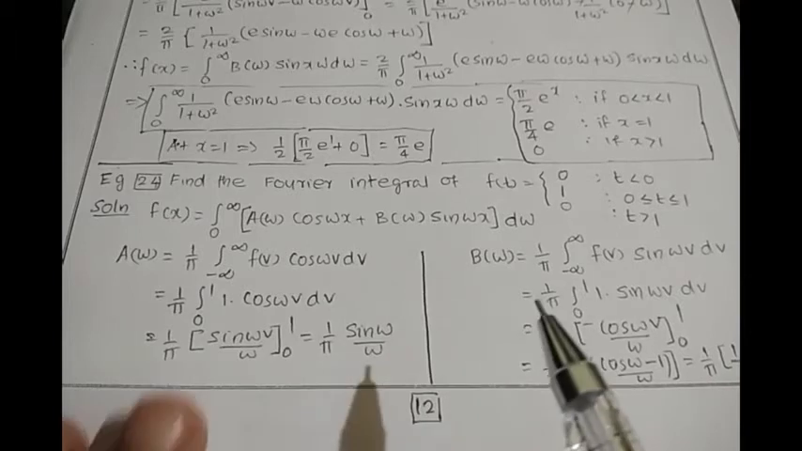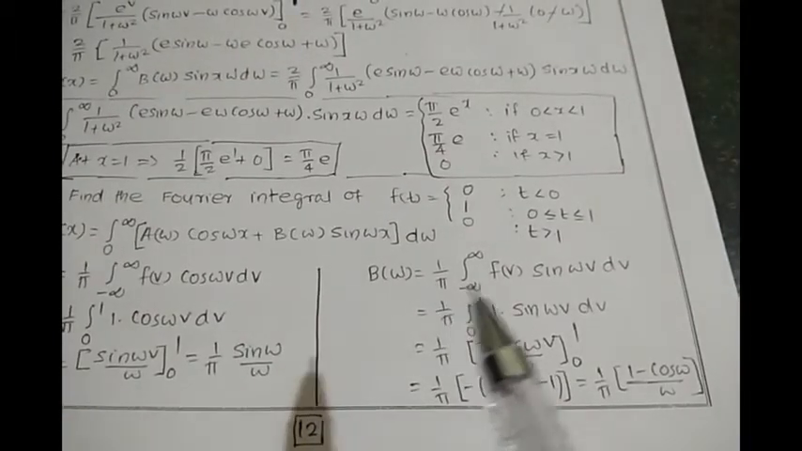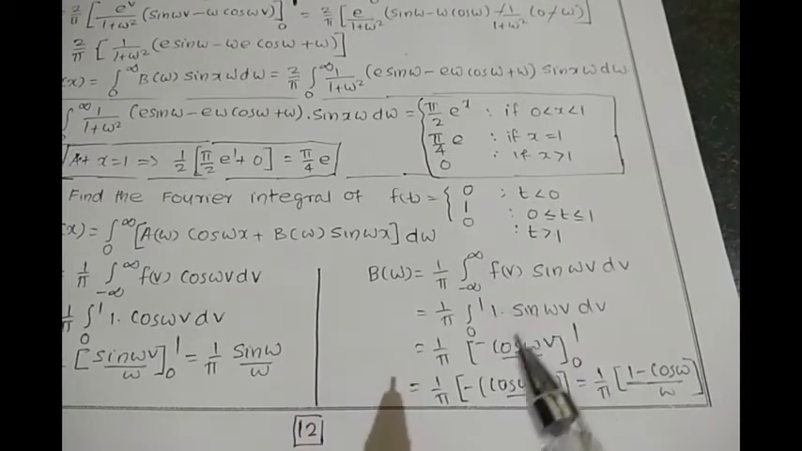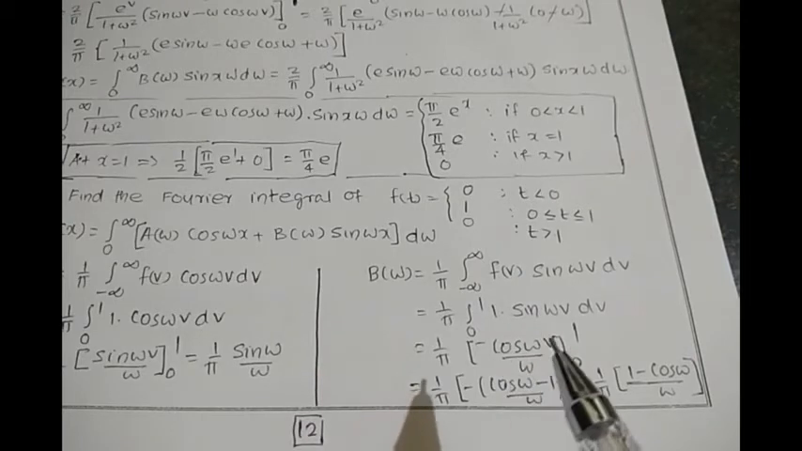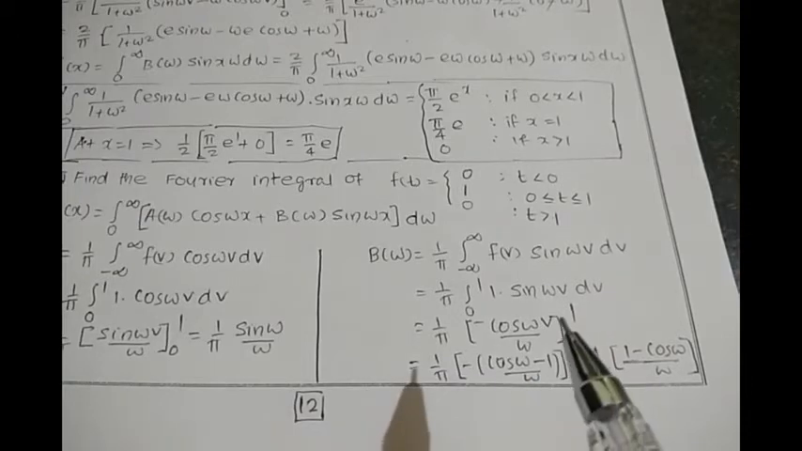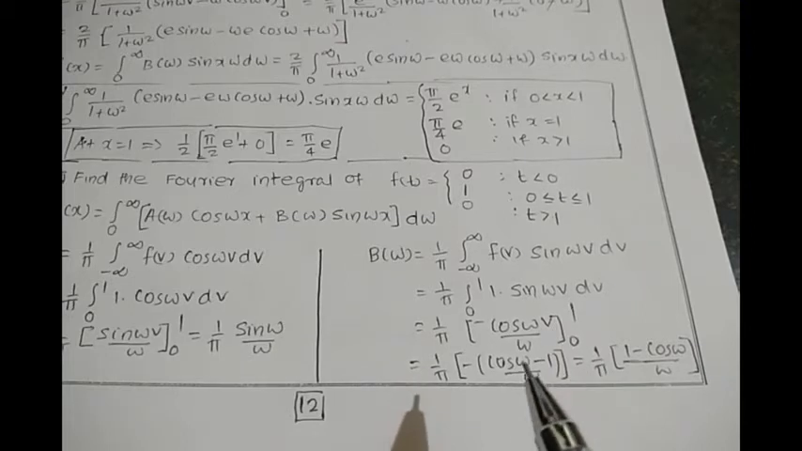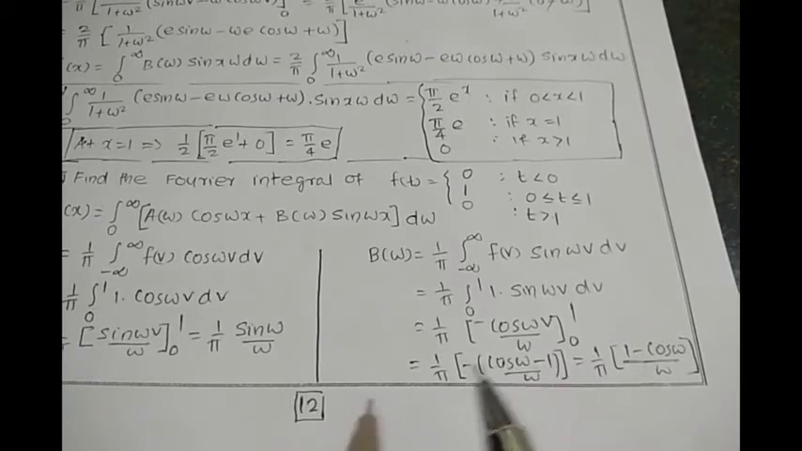Similarly, b omega equals 1 by pi integral minus infinity to infinity f of v sin omega v dv. Substituting f of v equal to 1 again, the integral of sine is minus cos, so minus cos omega v by omega, with upper limit 1. Applying the limits, it is cos omega minus cos 0, which is 1, so minus of cos omega minus 1, which gives the opposite: 1 minus cos omega by omega.